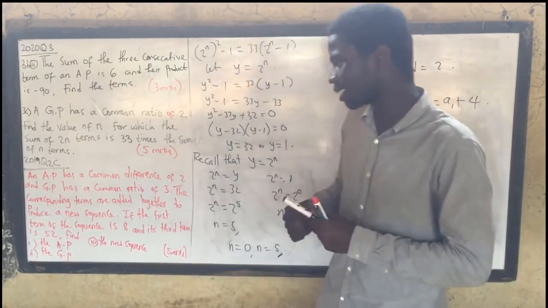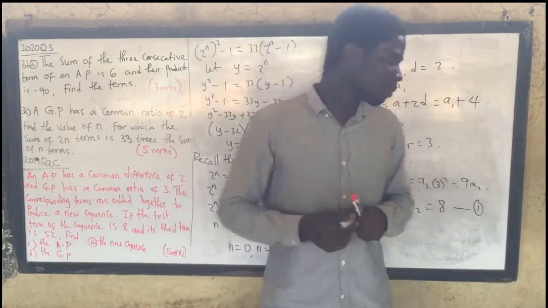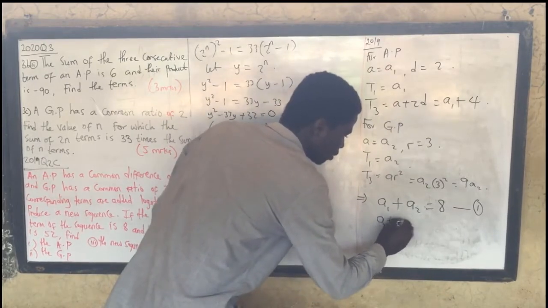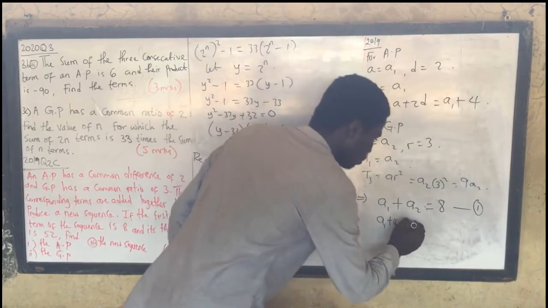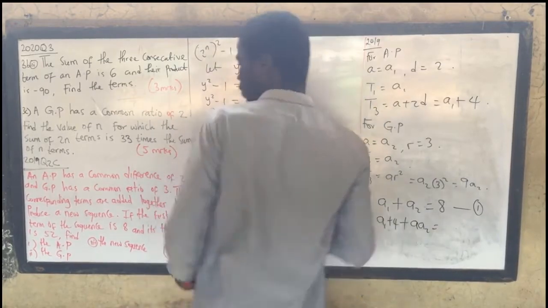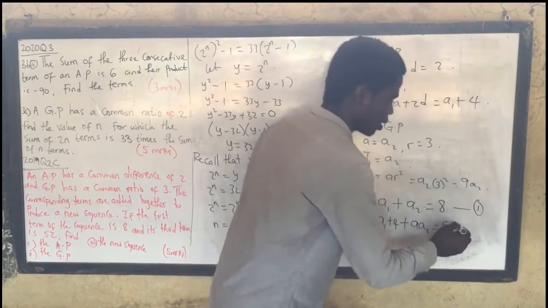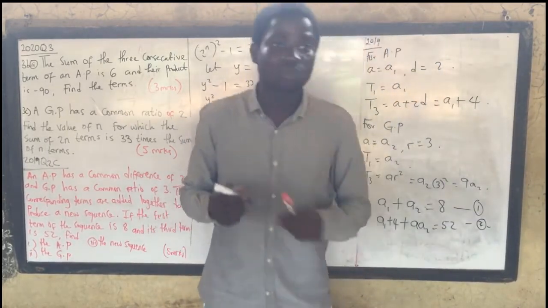Now they say again that the third term is 52. So the third term of the AP, that is A1 plus 4, plus the third term of the GP, that is 9A2, is equal to 52. That's equation 2. So this is a simultaneous equation.